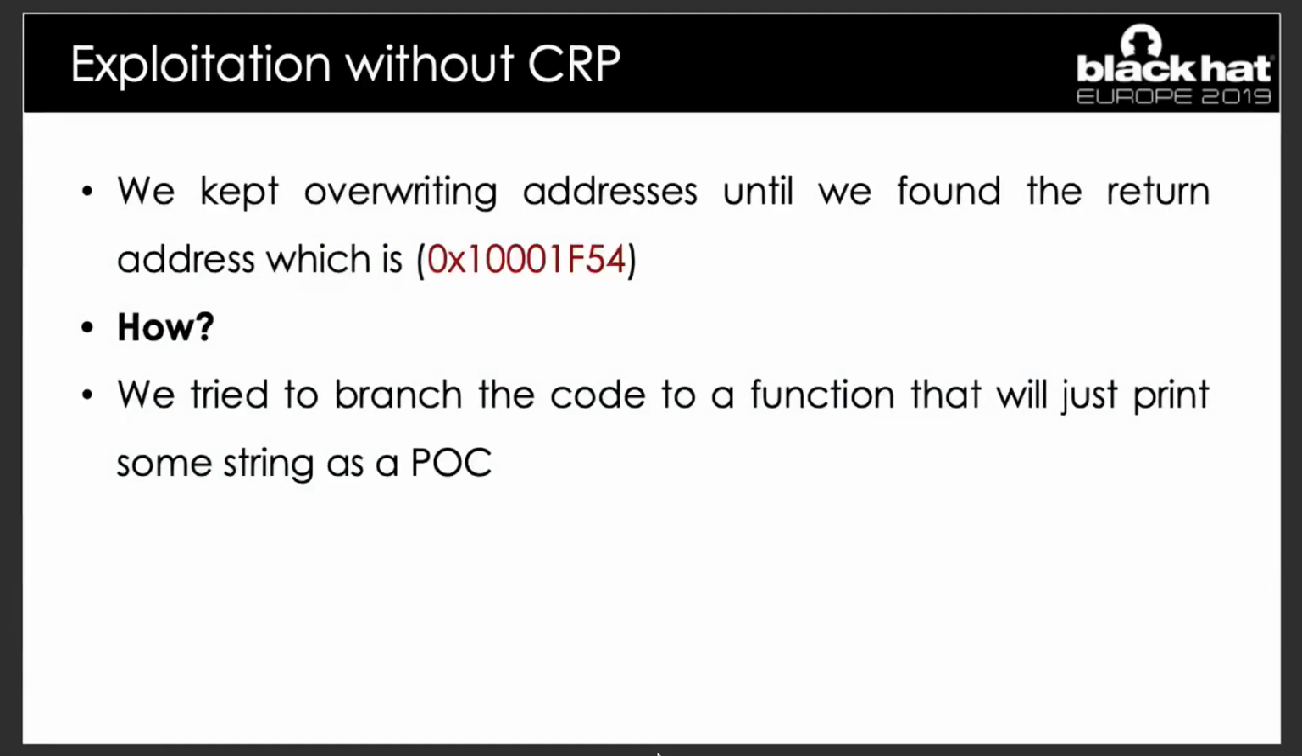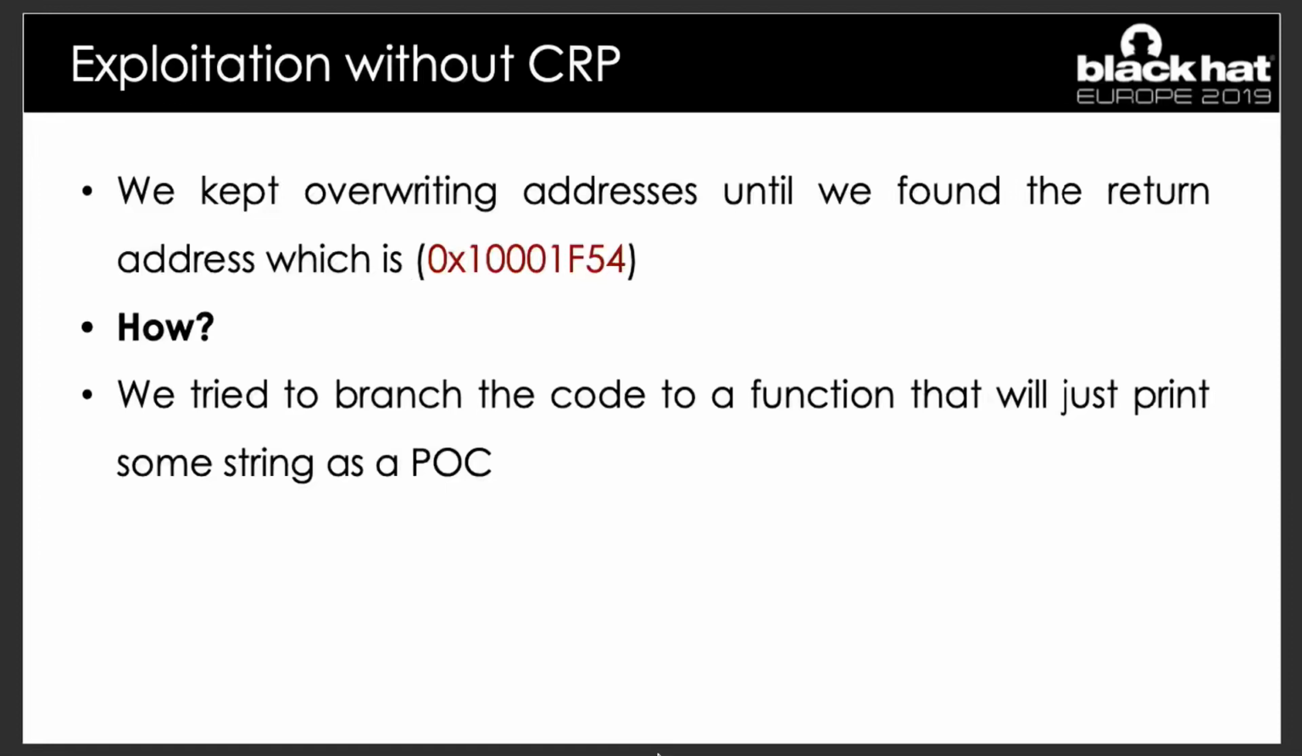So at first, okay, we found the vulnerability in the assembly, so now we want to exploit it. At first we tried to build some kind of exploit to exploit the device before enabling the code protection. And yes, we kept overwriting addresses in the stack area in order to find the return address. And we found the return address resides in 1F54 inside the RAM.